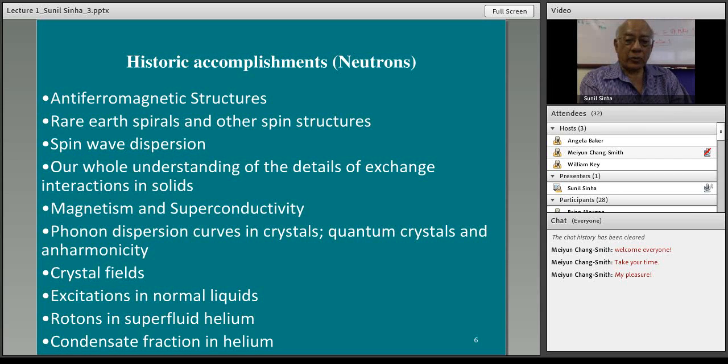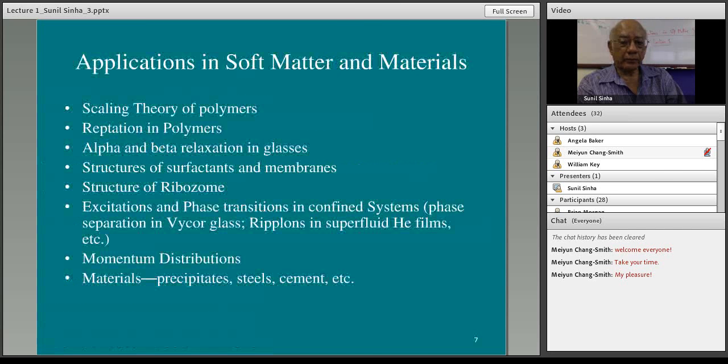Okay. Some of the historic accomplishments with neutrons, and these are not restricted to soft matter, as I said, are the solution of antiferromagnetic structures. We wouldn't have any information about these without the existence of neutron scattering. The existence of spiral structures in rare earths and other spin structures, the measurement of spin wave dispersion curves, phonon dispersion curves, the study of magnetism and superconductivity, a whole understanding of the basis of exchange interactions in solids, the study of quantum crystals and anharmonicity, crystal fields, excitations in normal liquids, rotons in superfluid helium, the first measurement of the condensate fraction in superfluid helium, and so on.